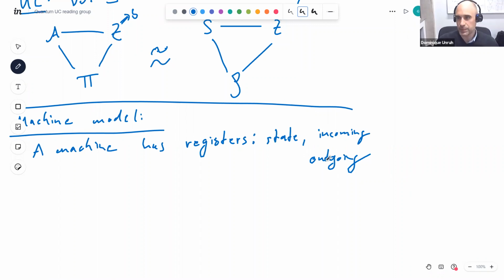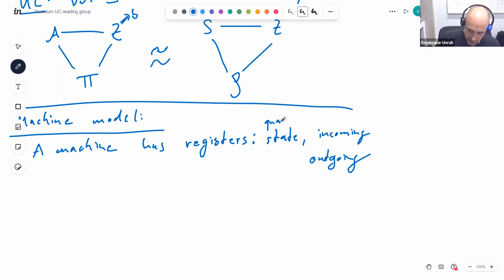And if we are just in the classical case, then these three things are just classical values, and the machine could be described as just some probabilistic function, taking the state and the incoming register, and transforming it into a state and an outgoing register. And this outgoing register contains the message and also who should get the message and so on. And if we do the same thing in quantum, then we need to say which register is quantum, which is classical.